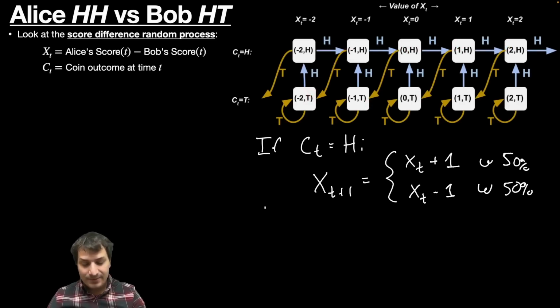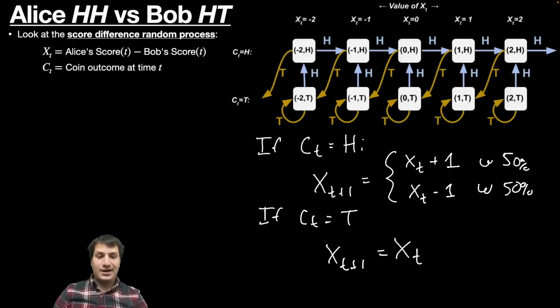On the other hand, if ct equals tails, that means a tails is showing, then xt+1 is just equal to xt, it doesn't change. And this is shown in my little diagram of these little loops, right? If you flip a tails, you're still where you are. If you flip a heads, you move up to the other thing. But in either case, xt, this column here, does not change.